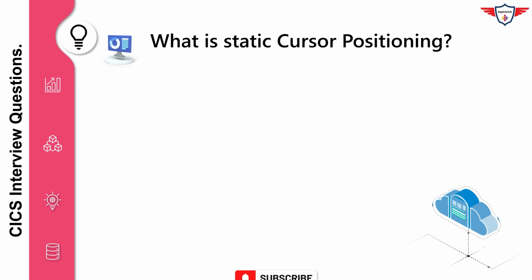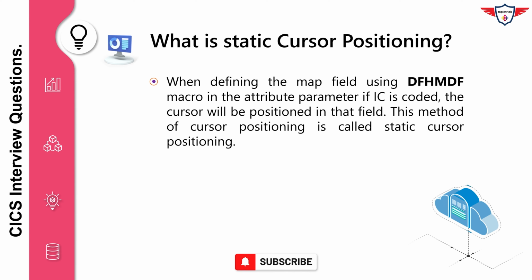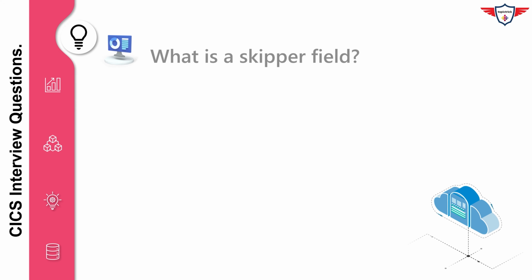What is static cursor positioning? When defining the map field using the DFHMDF macro, in the ATTRB parameter, if IC is coded, the cursor will be positioned in that field. This method of cursor positioning is called static cursor positioning.